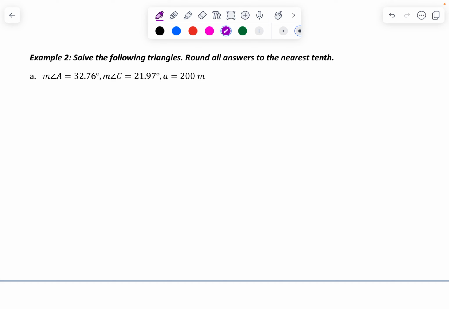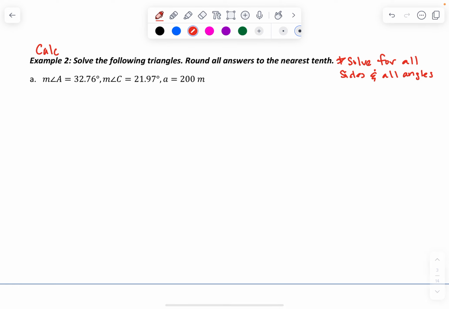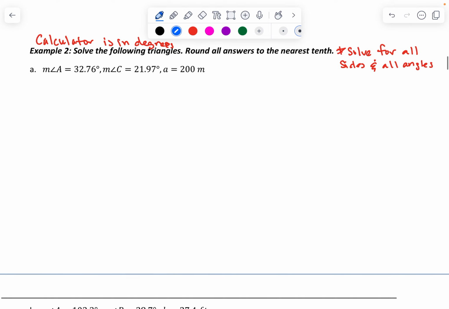When you solve for a triangle, it means that you are going to solve for all sides and all the angles. So every single one of them is going to have an answer when we solve. It's really important that, if you haven't already, you make sure that your calculator is in degree mode. Is it in degrees, not in radians? Those are really important to know.